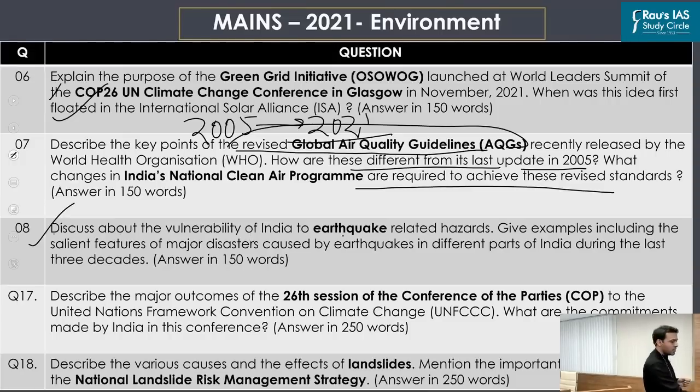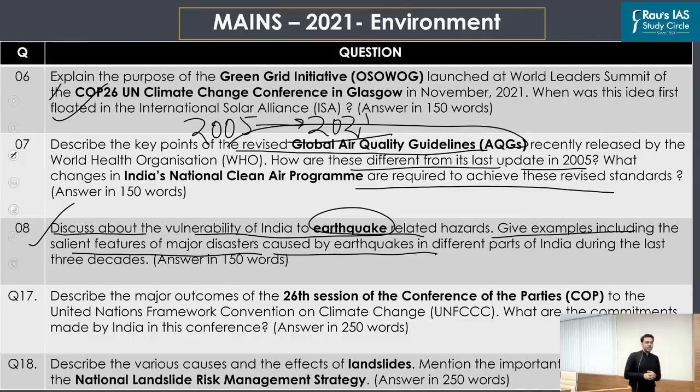Discuss the vulnerability of India to earthquake-related hazards. Give examples, including the salient features of major disasters caused by earthquakes in different parts of India during the last 3 decades. If you look into the NCERT chapter, the Compass magazine, and the Focus magazine, you will find the answers to these questions.